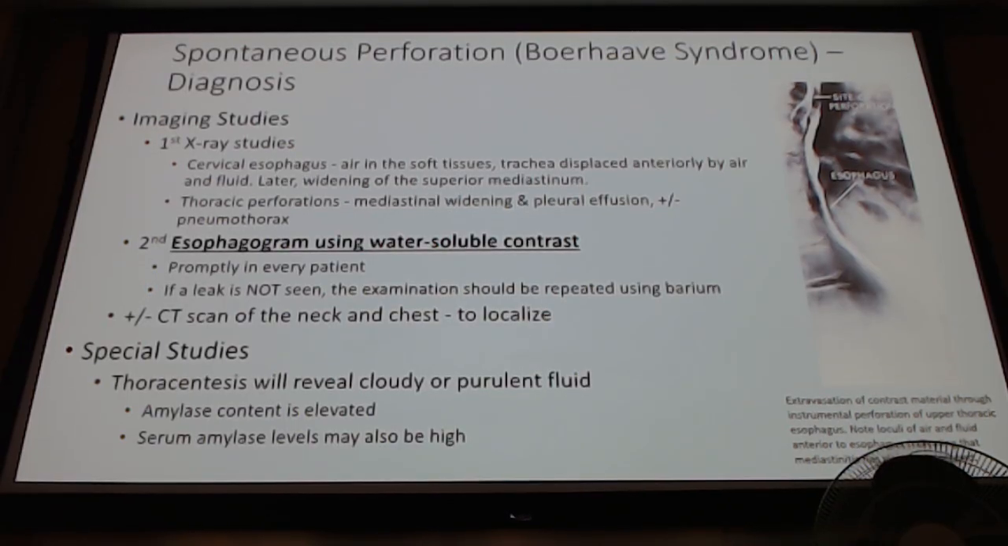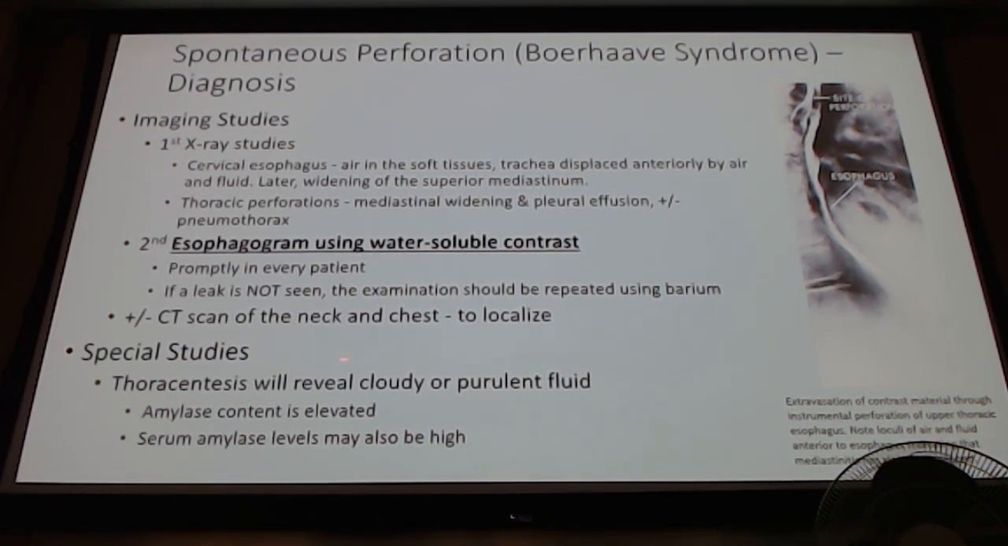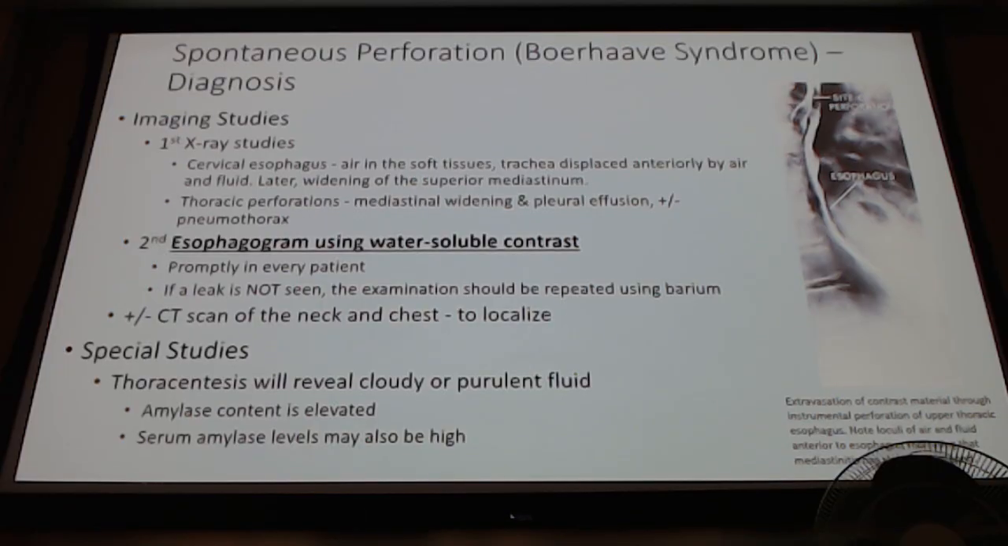Okay? We can do a thoracentesis, which is sticking a needle into the pleural cavity, into the chest, to see what type of fluid we get. We can send that off. The amylase will be elevated. Serum amylase levels may be elevated, but the actual fluid that we pull off will not just be like normal pleural fluid. It's going to be purulent, and it's going to be cloudy. It's going to be gross.